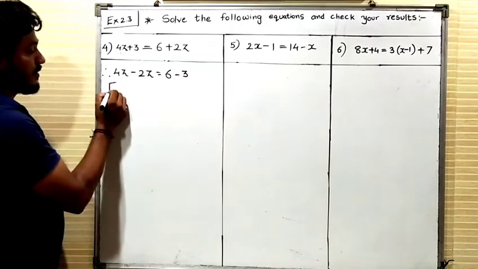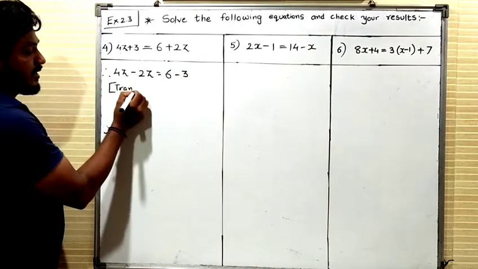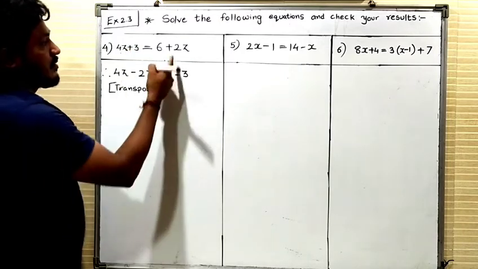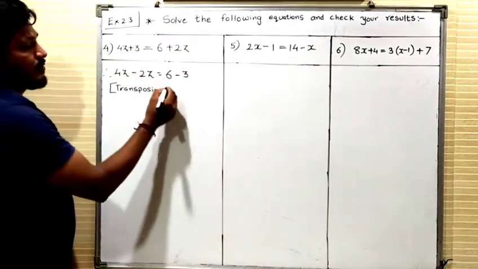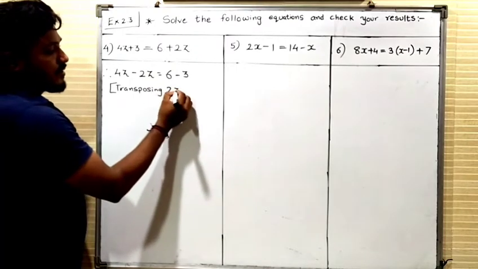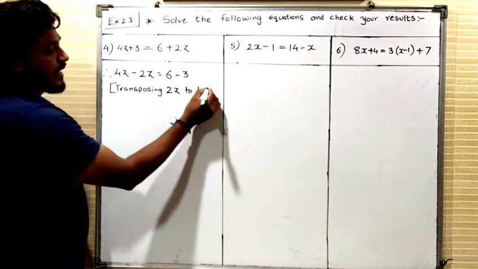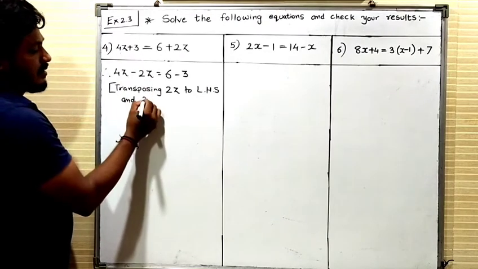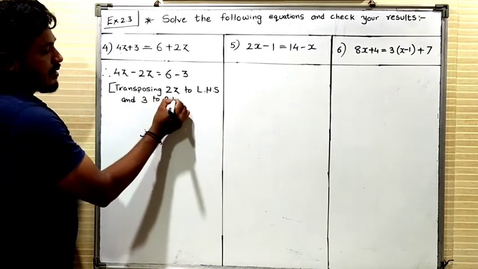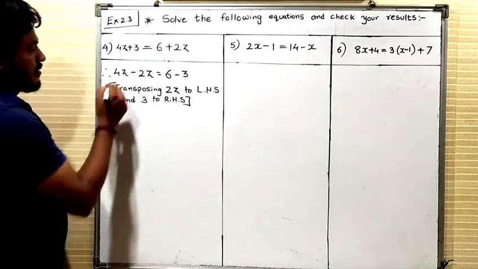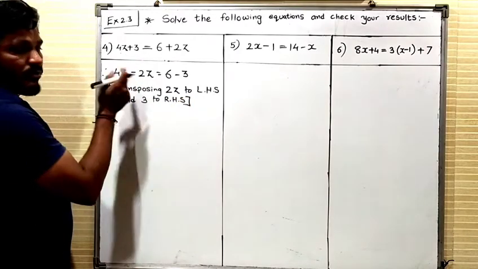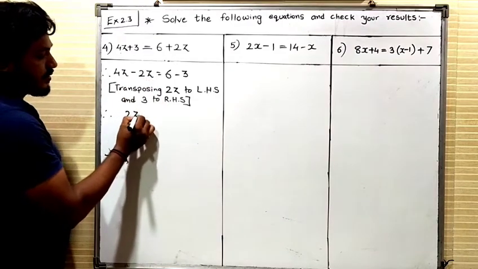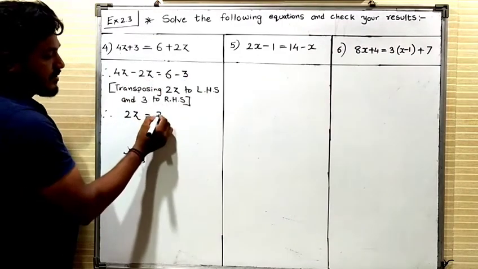So write down the statement over here, transposing, that is first positive 2z to LHS and 3 to RHS. By doing such, now do subtraction. 4z minus 2z gives 2z. 6 minus 3 is 3 only.